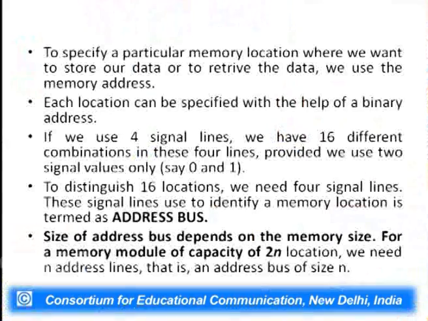Now to specify a particular memory location where we want to store the data or fetch the data from, we use the memory address. Each location can be specified with the help of a binary address. As I mentioned earlier, the system relies completely on combinations of zeros and ones, so a binary address is used. If we use 4 signal lines, then we can have 2 raised to power 4, that is 16 different combinations for these 4 lines, provided we use 2 signal values only, that is 0 and 1, as is the case for the binary number system. To distinguish these 16 locations, we need 4 signal lines. These signal lines are used to identify a memory location, and they are called the address bus.